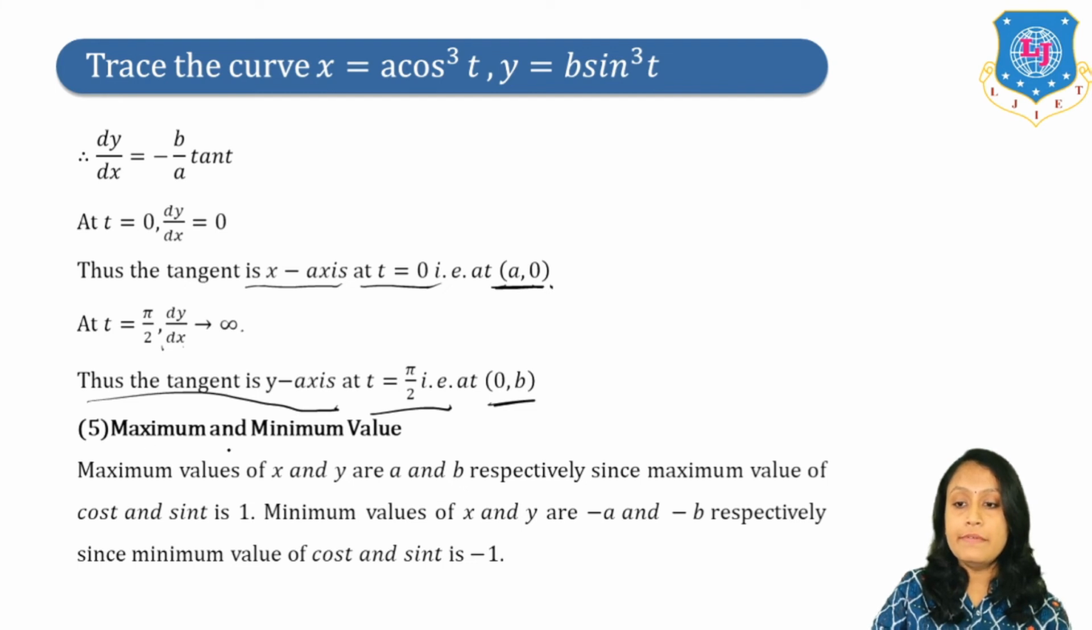Now we will find the maximum and minimum values. The maximum values of x and y are a and b respectively, because the maximum value of cos and sin is 1. So x will be a and y will be b. The minimum values of x and y are −a and −b, because the minimum value of cos and sin is −1.